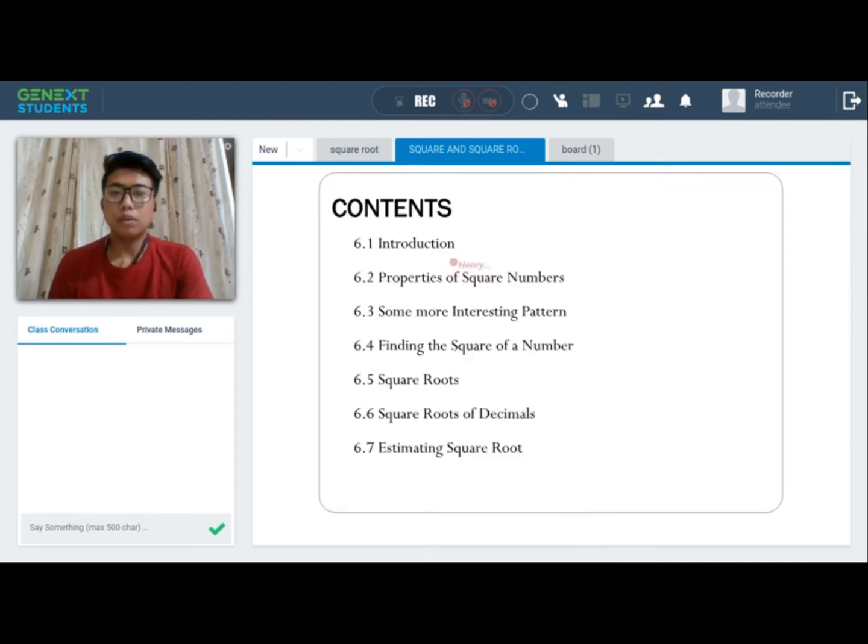So till now, we have done the introduction, properties of square numbers, some interesting patterns, and finding the square of a number. And yesterday we could complete most of the portions for square roots. So in today's class, we are going to continue with square roots. All right.